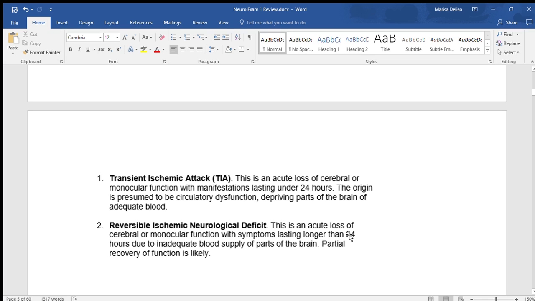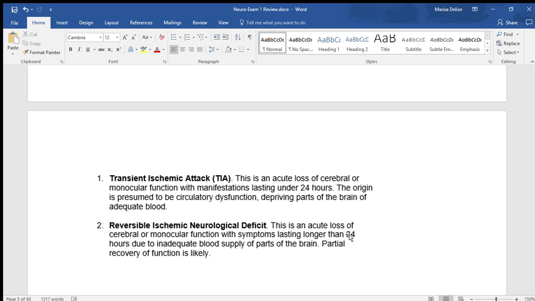We have things called a transient ischemic attack versus a reversible ischemic neurological deficit. Because it says reversible, more people are inclined to choose this as the mildest one, but reversible doesn't exactly mean full recovery. Transient ischemic attack always has full recovery. Reversible actually lasts longer than 24 hours and could cause damage. Most of the time there is most recovery, but just remember transient ischemic attack is transient.